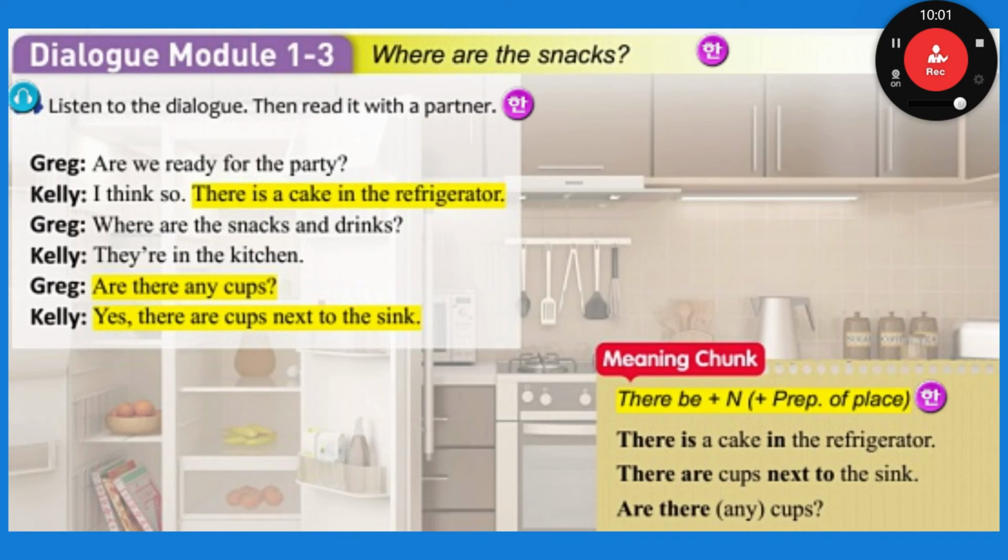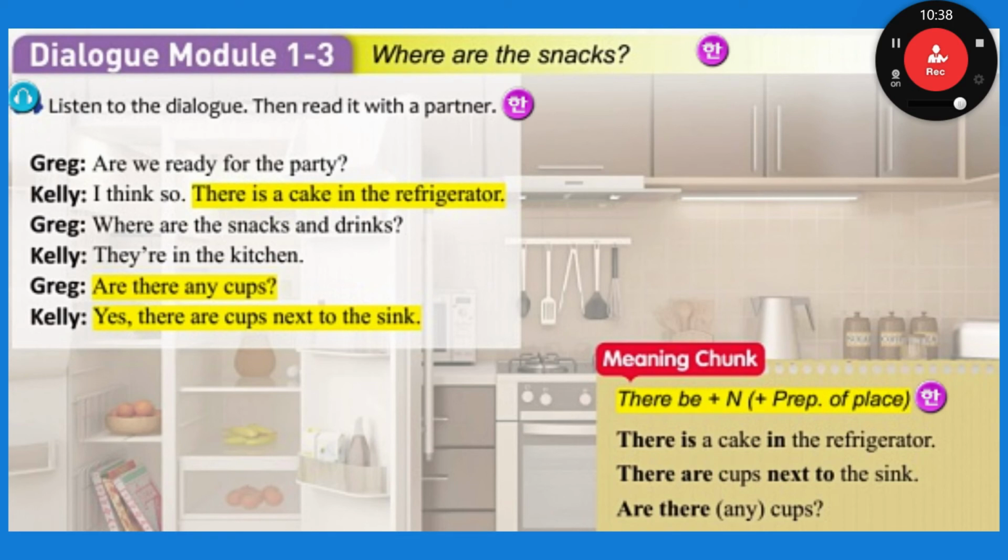Greg and Kelly talking about the party. Are we ready for the party? I think so. There is a cake in the refrigerator. Where are the snacks and drinks? They're in the kitchen. Are there any cups? Yes, there are cups next to the sink.